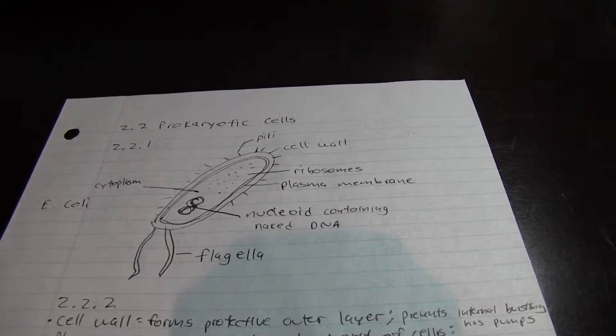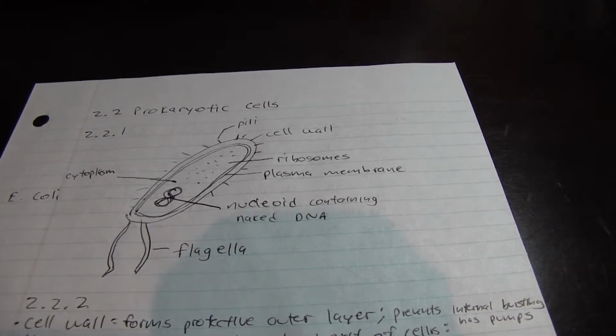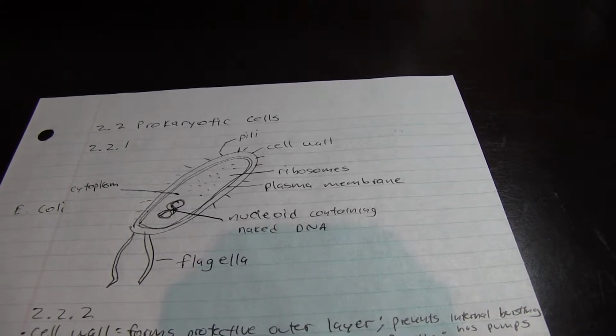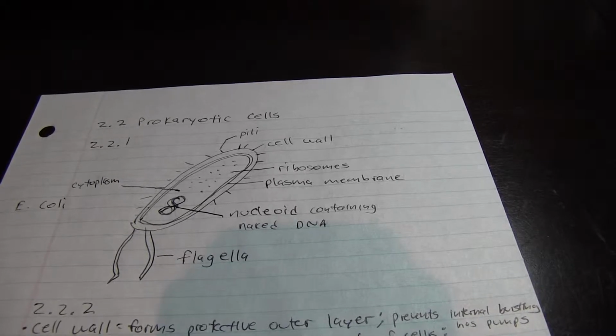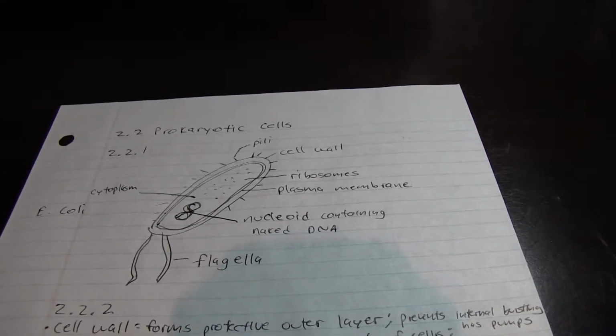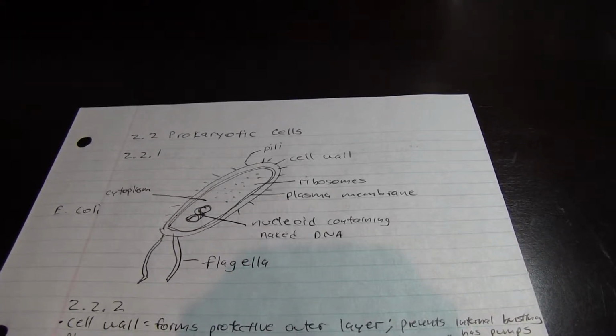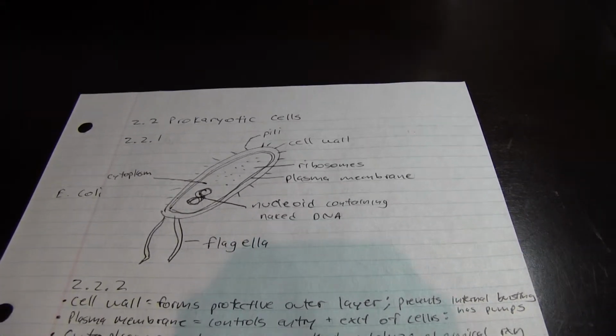The plasma membrane, you have to be careful. The cell wall is on the outside and the plasma membrane is the inner part of it. And then the ribosomes are just the dots on the inside. And the pili are those hair-like fibers that protrude out of the cell wall. And that's basically your prokaryotic cell.